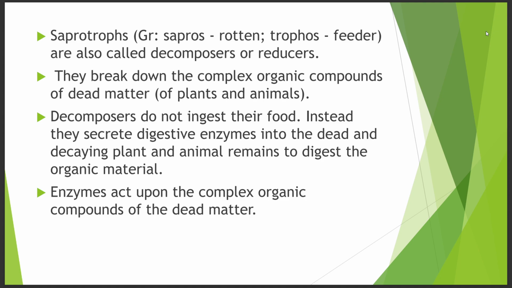Then comes saprotroph. Saprotroph means decomposers, or we also call them reducers, because they break down the complex organic compounds of the dead matter of plants and animals. Sapro is a Greek word which means rotten. Trophos means feeder. Decomposers do not ingest their food. They do not eat this dead matter. What they do is secrete digestive enzymes into the dead and decaying plant and animal remains to digest the organic materials. So the enzymes that they secrete act upon the complex organic compounds of the dead matter.